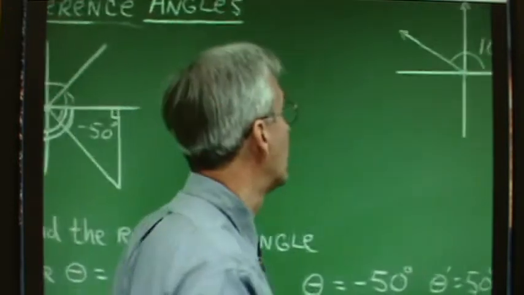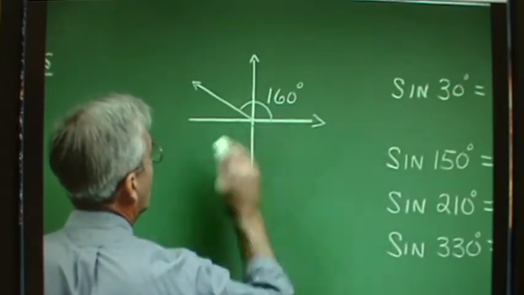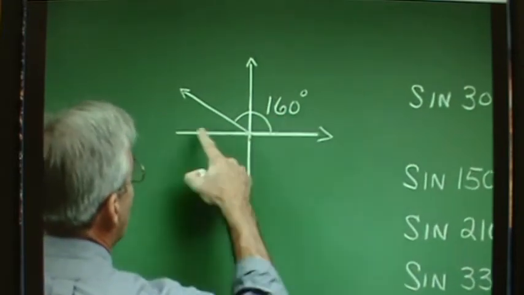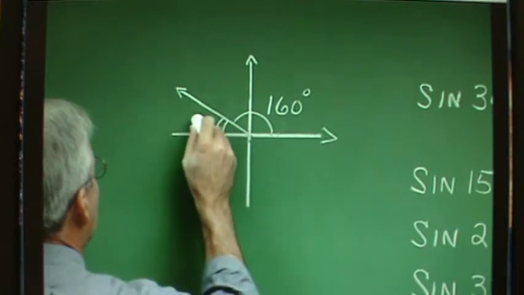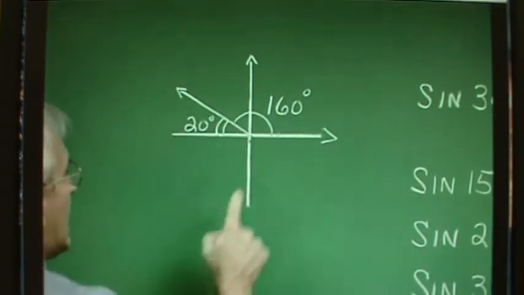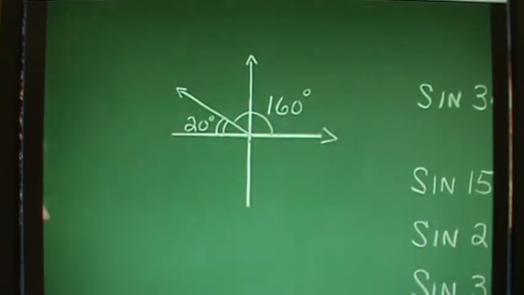Pick up your calculator and let's consider a 160-degree angle and its reference angle: 180 minus 160 would be 20 degrees. So the angle in here is 20 degrees. Now with your calculator, find the sine of 160 degrees and the sine of 20 degrees. Do you see that they're the same?